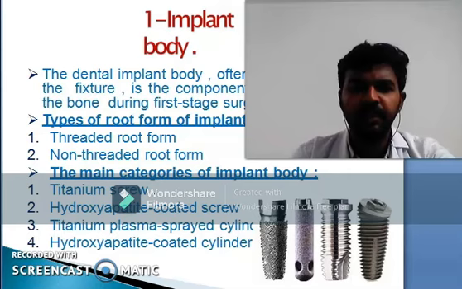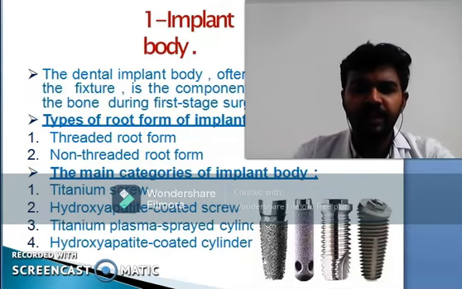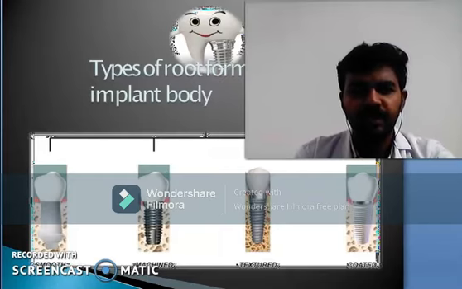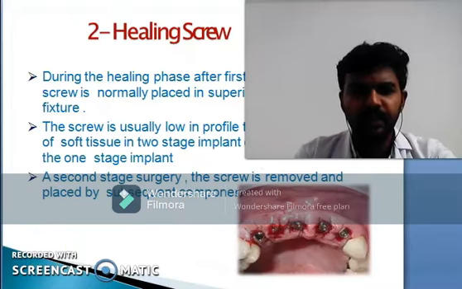Types of root form of the implant body: threaded root form, non-threaded root form. The main categories of implant body are titanium screw, hydroxyapatite coated screw, titanium plasma sprayed cylinder, hydroxyapatite coated cylinder. The types of surface of the implant body: smooth, machined, textured and coated.